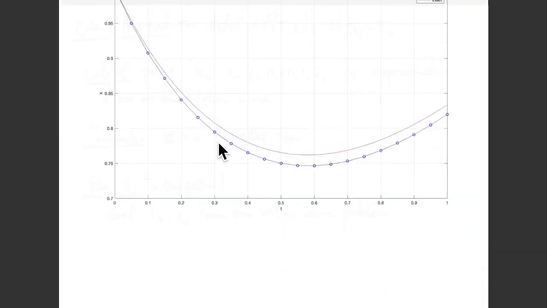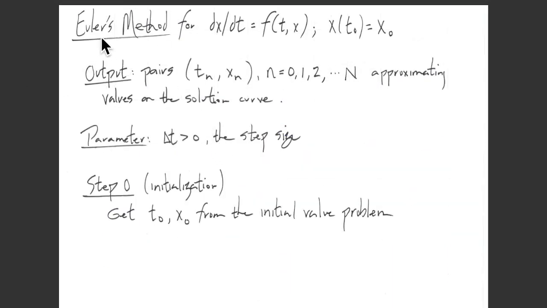And your next homework, which is homework 21, will just ask you to go through a few steps of the method for another problem. So let's summarize what we've done so far for Euler's method. Here's how Euler's method would work for a general first order initial value problem. Notice I have dx/dt is just some function of t and x now, and an initial condition x of t0 equals x0.